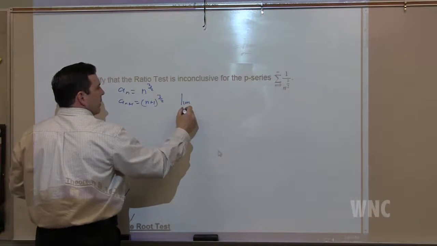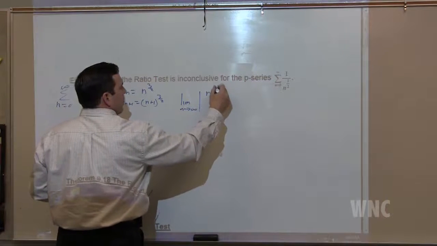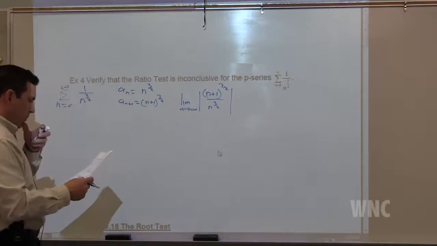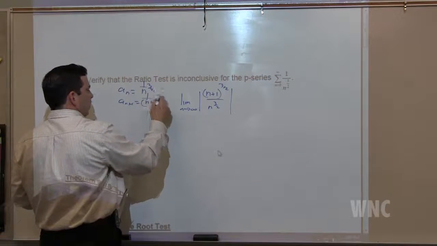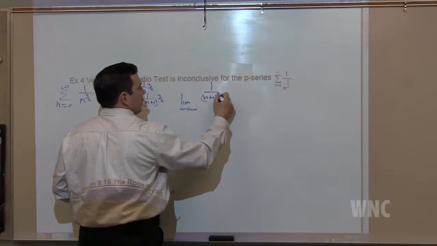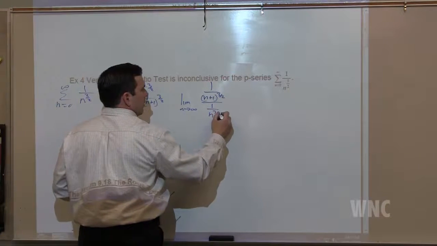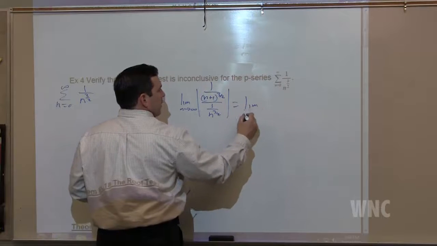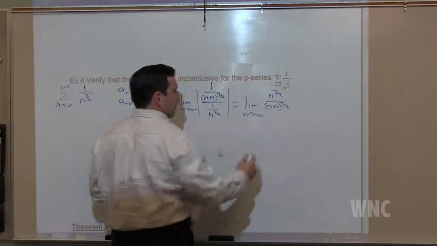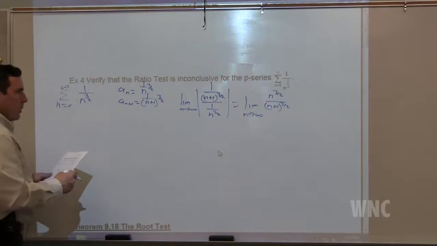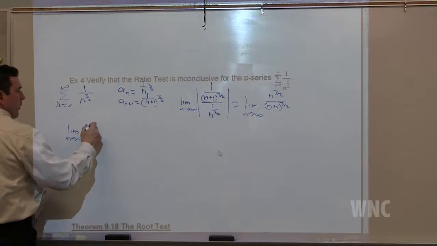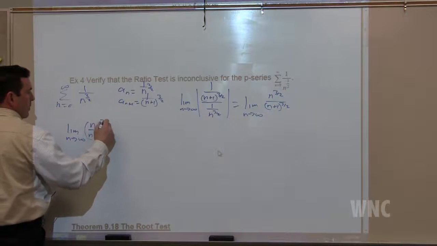So if we did the limit as n goes to infinity of the absolute value of 1 over n plus 1 to the 3 halves over 1 over n to the 3 halves, this will be the limit as n goes to infinity of n to the 3 halves over n plus 1 to the 3 halves. So that's going to be the limit as n goes to infinity of n over n plus 1, to the 3 halves.